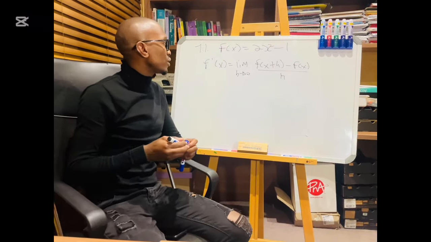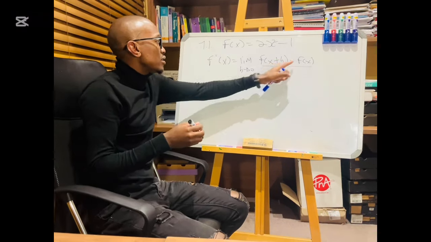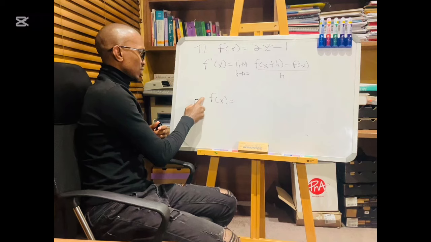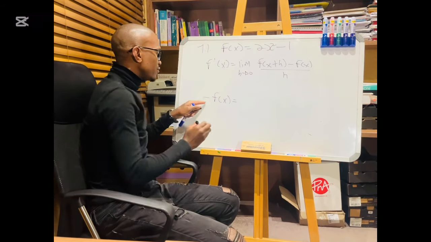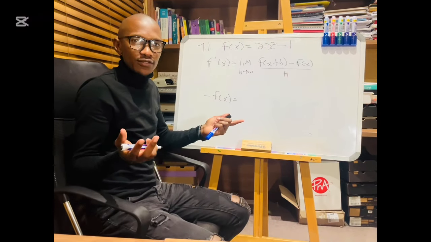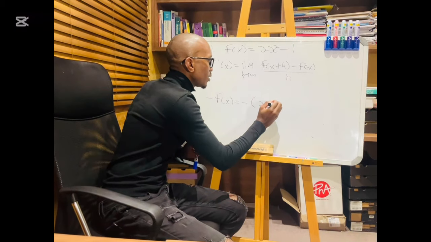Then from there, what am I gonna do? Before I plug everything here, I must identify these two guys. So I'm gonna start with f of x. So f of x is this guy. The minute I say negative f of x, it means that this function must all be multiplied by the negative. How? Check, I'm going to say negative into 2x squared minus 1.